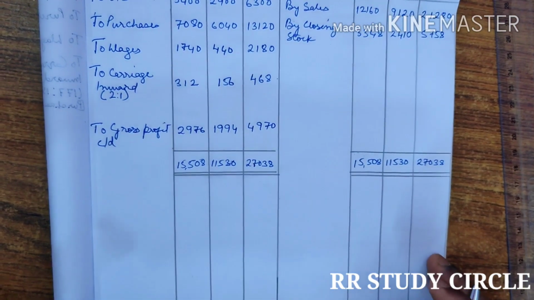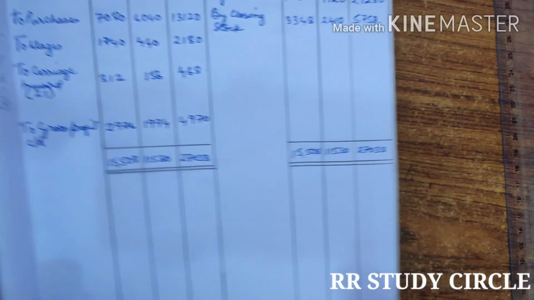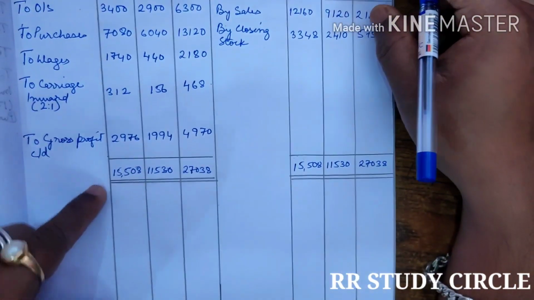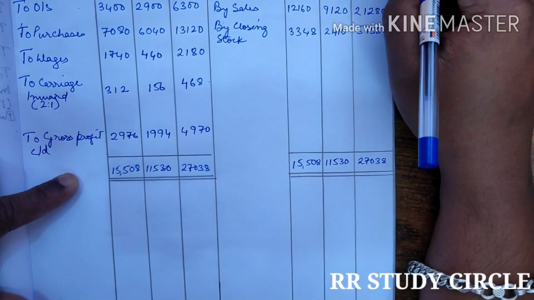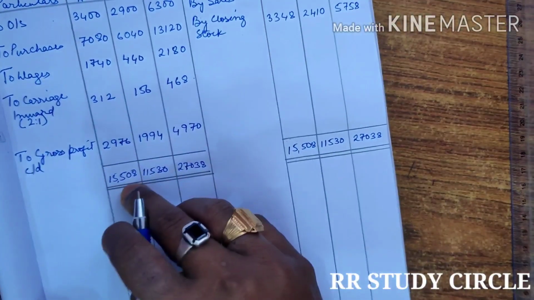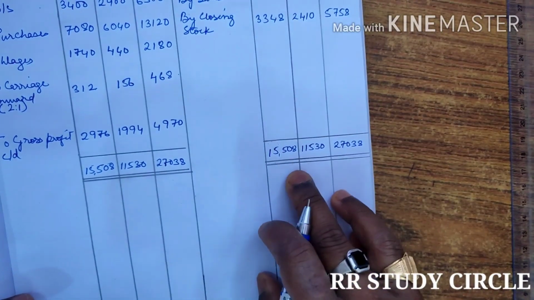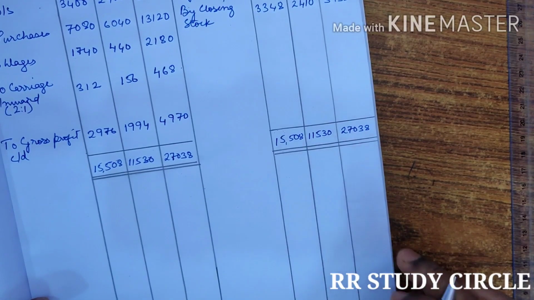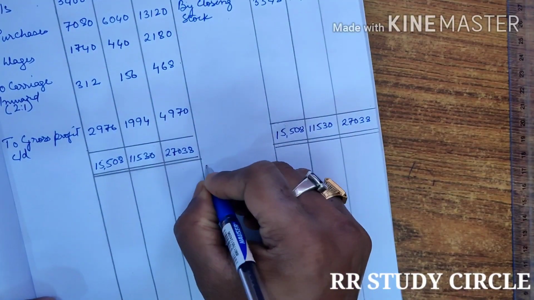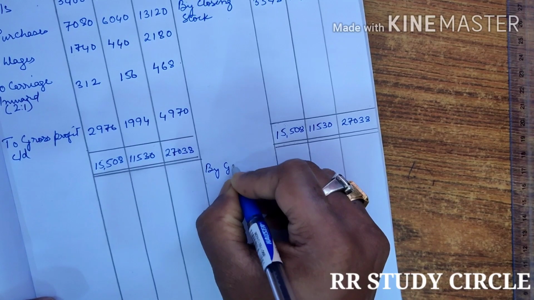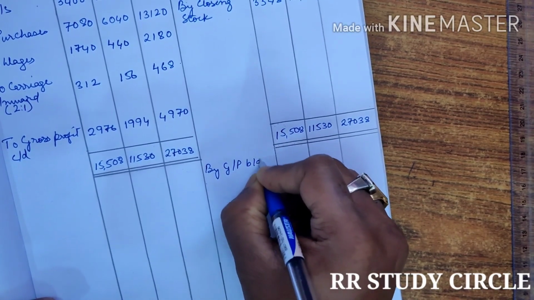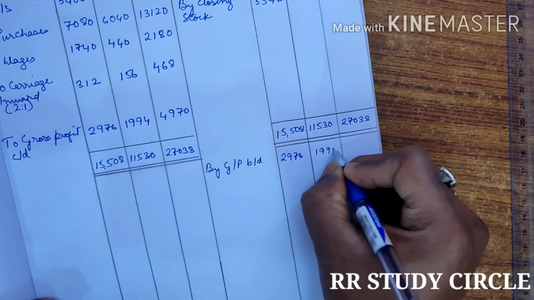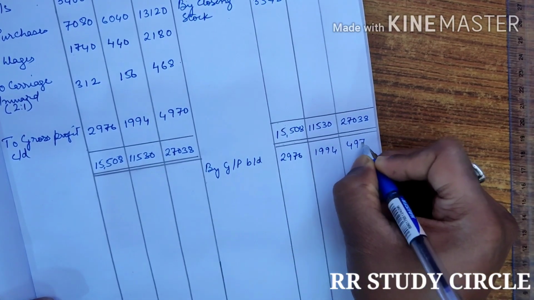Now we have calculated the departmental gross profit. As you can see, the credit side is bigger, so we have added it and found the balance. We have got the gross profit. I hope you all know that the total minus all these items will give the gross profit. The gross profit has to be brought down: by gross profit b/d 2976, 1994, total 4970.